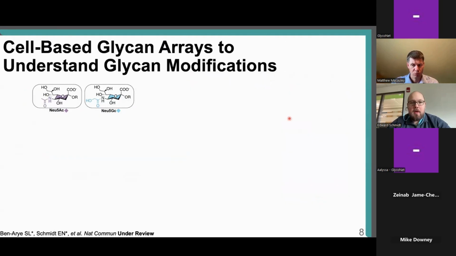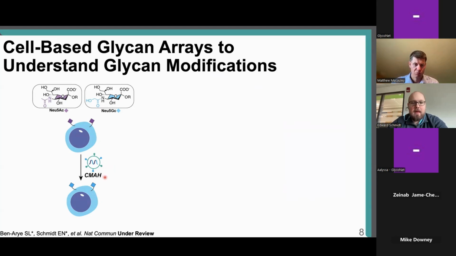Another part of the study was looking at how the simple modification of adding a hydroxyl group to the 5' position of the sialic acid affects Siglec binding. To do this, we engineered some U937 cells, the same cells that Dr. Macauley mentioned had the CHST1 studies on them, which are a monocytic cell line. When we overexpress CMAH, we can convert the glycans from Neu5Ac to Neu5Gc, and we can use our cell-based array to assess how this affects the binding of Siglecs.